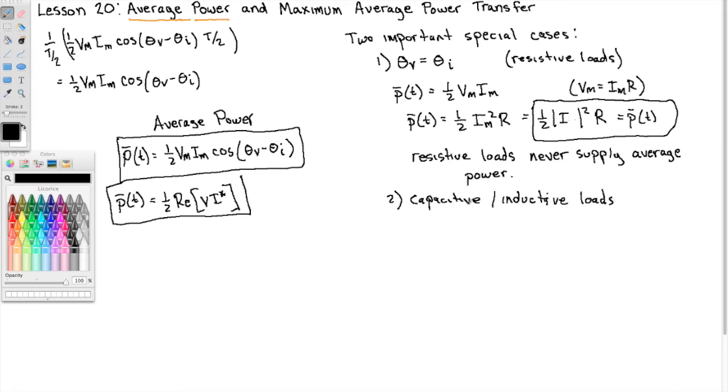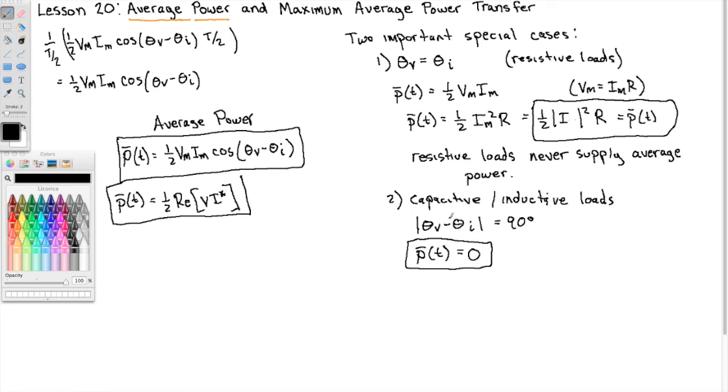A few videos ago we plotted the capacitor's voltage-current relationship, and we saw that the voltage lags by 90 degrees. We did the same thing for the inductor and saw that the current lags by 90 degrees. So for either one of those two, the difference in the phases is 90 degrees. And again, it doesn't matter if it's negative 90 or positive 90, the cosine of either one is going to be the same. And what is the cosine of 90 degrees? It's 0, right? So in this case, the average power is 0.